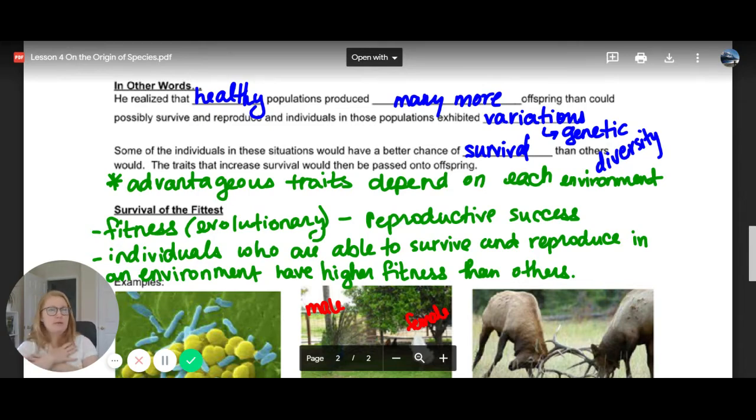So if I'm able to survive and reproduce, there must be some trait that I have that allows me some advantage to do that. As I was mentioning before, this is very much environment dependent. So in one environment, a trait might be really advantageous. We talked about this in another lesson, but in another environment, that same trait is actually detrimental. So it's very much dependent on the environment that you're looking at.